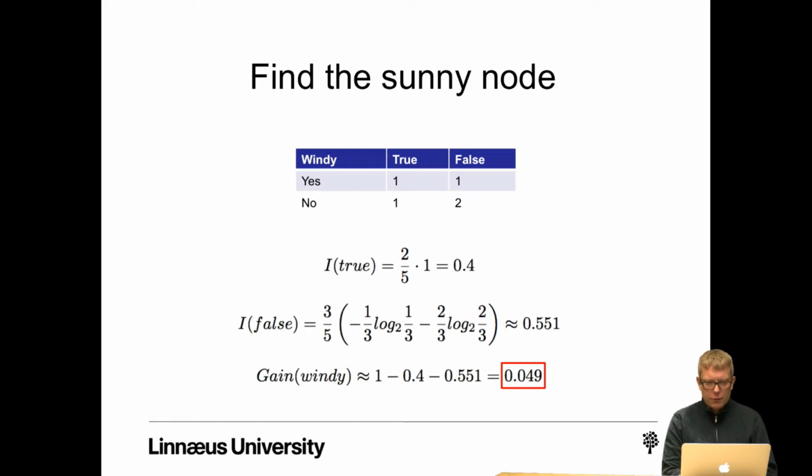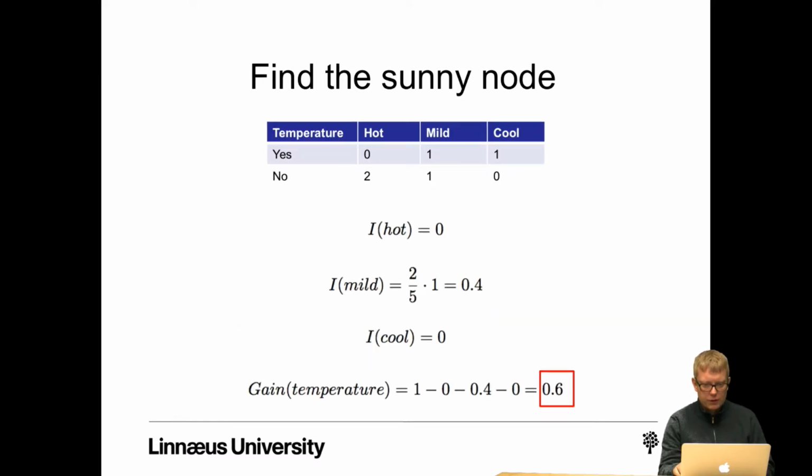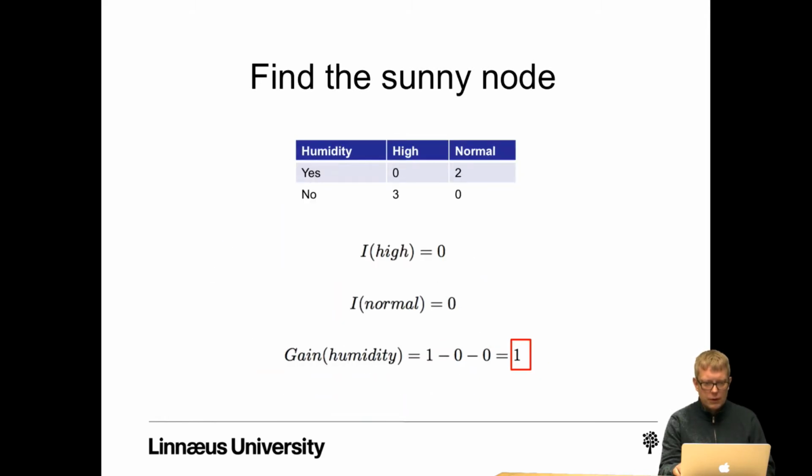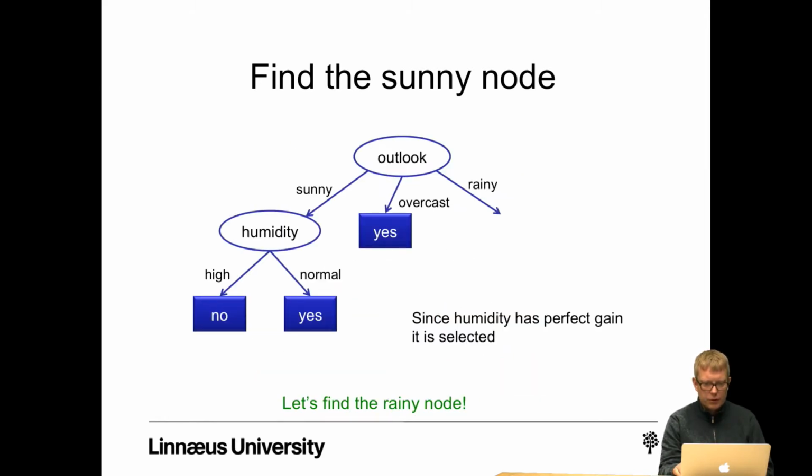And if windy is true, we have 1 example in yes, 1 in no. If windy is false, we have 1 example in yes and 2 in no category. And if we calculate the total information gain, it ends up in 0.049. So we have 0.049, we have 1, and we have 0.6. But since the humidity node here has a perfect information gain, it is selected.